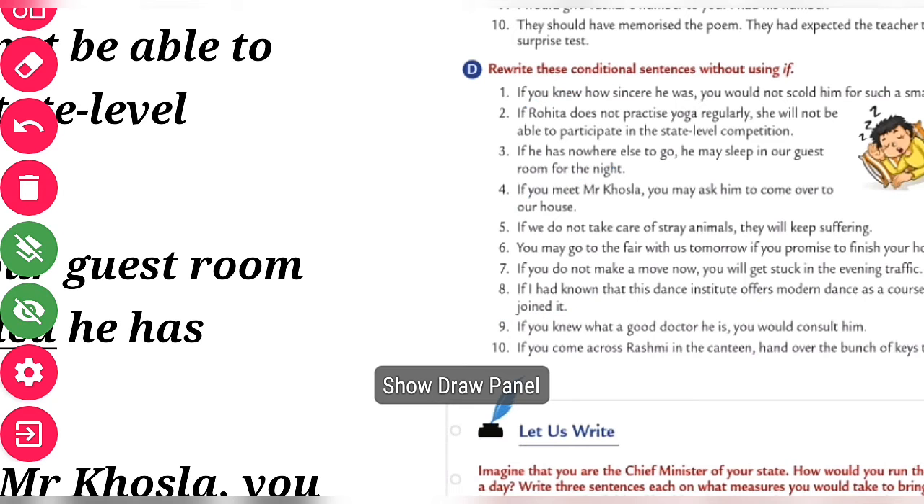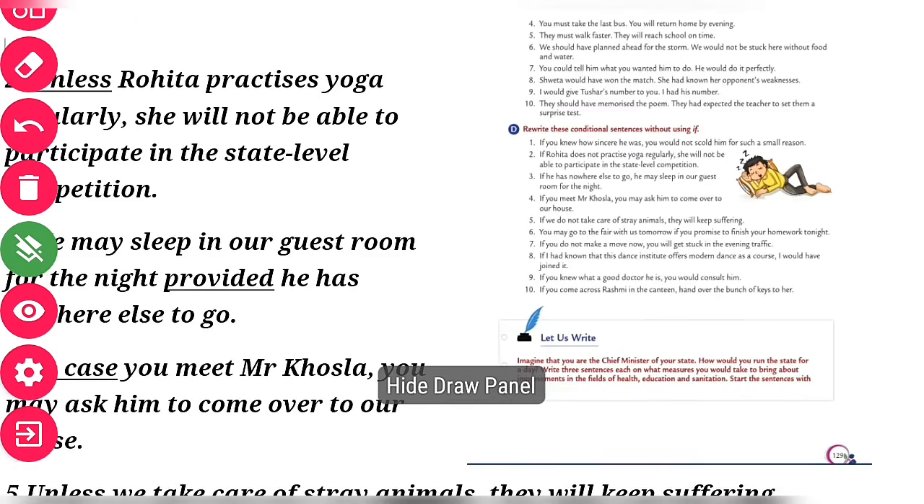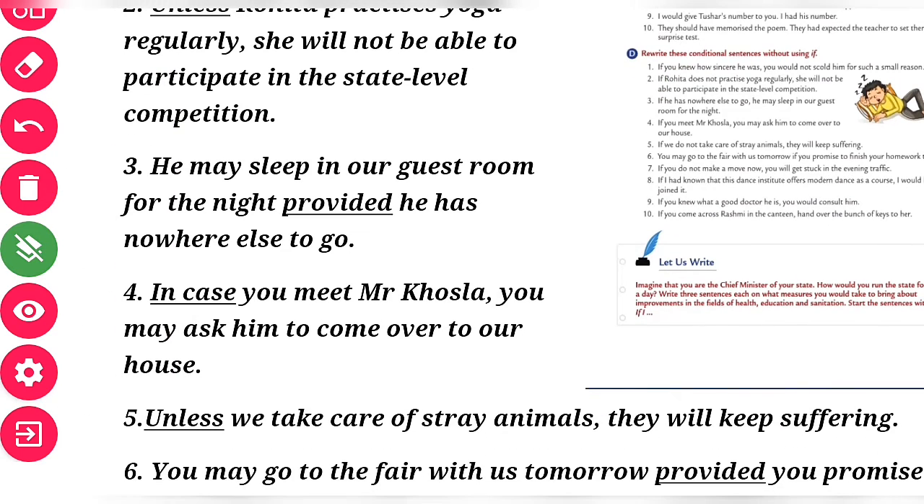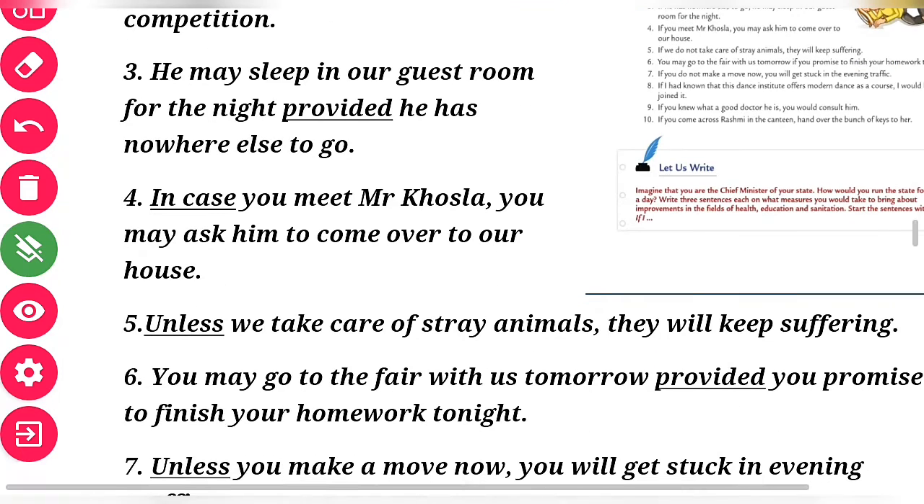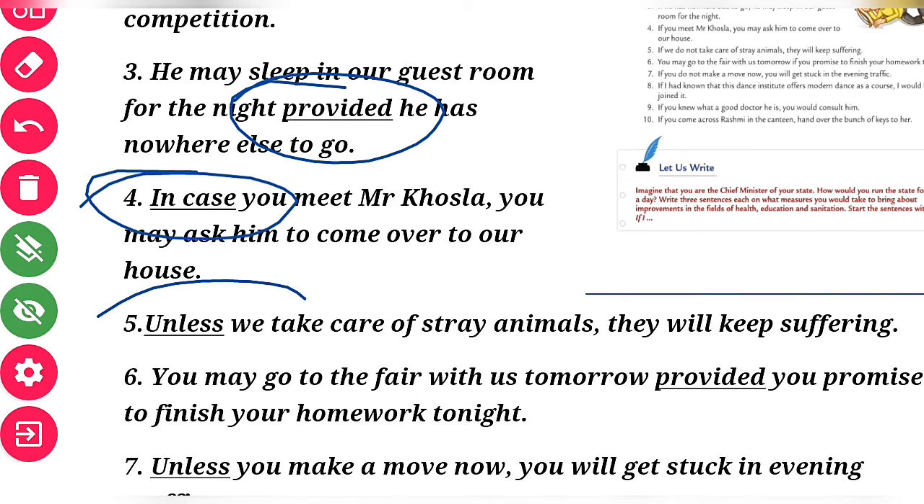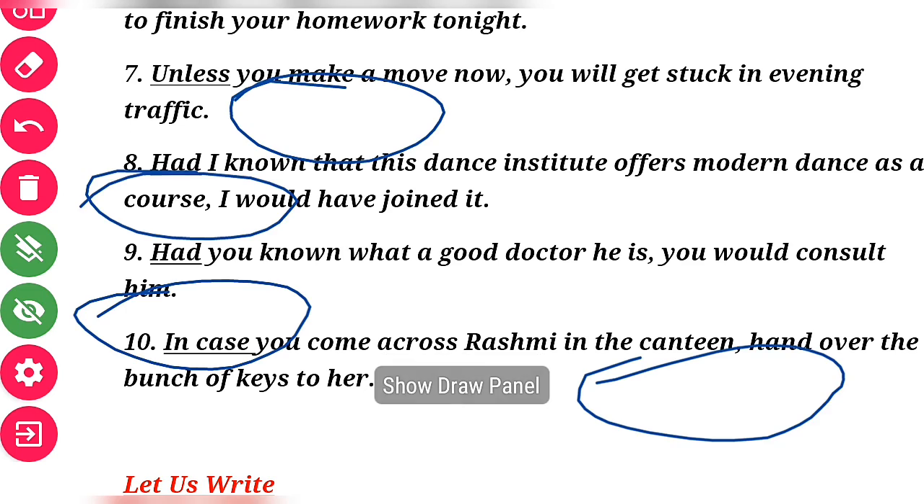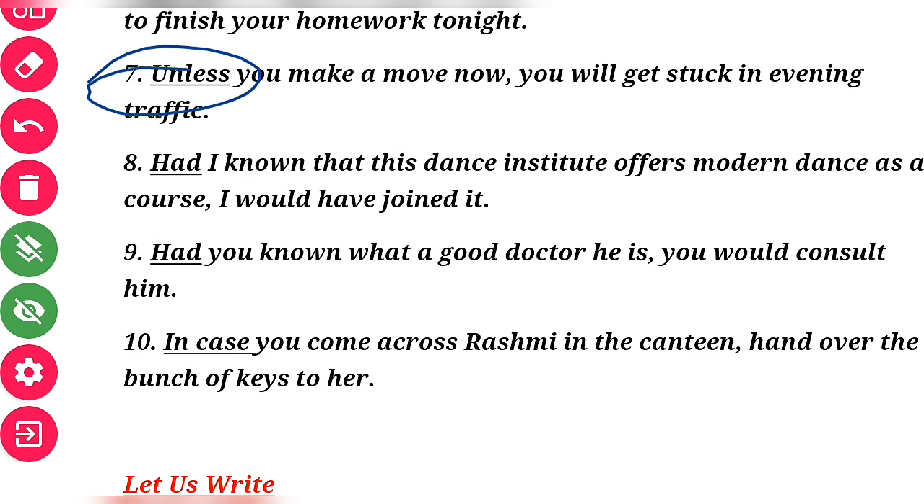You can see all the if clauses are given here, and in place of if, some words are suitable, which I have already given in the answers. Now in third, provided; in fourth, in case; in fifth, unless; sixth, provided; seventh, unless; then eighth had, ninth had, and the last is in case. Okay.